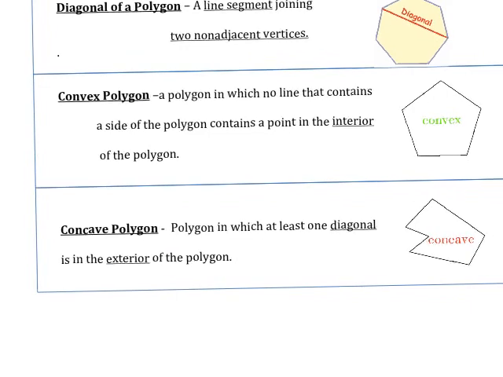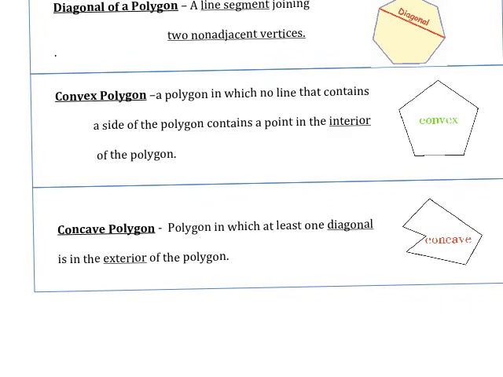Convex and concave polygons. The best way that I've found to remember it is concave caves in on itself. Okay, so concave caves in on itself. That's what I call this little piece right here. So it's caving in on itself, whereas convex doesn't have any of those. Okay, so concave, caving in on itself. Convex doesn't have any of those.